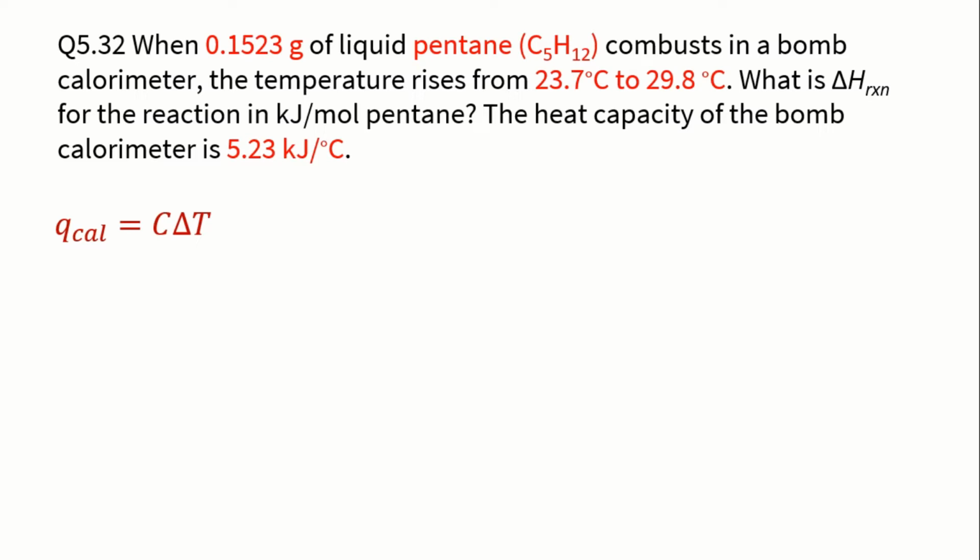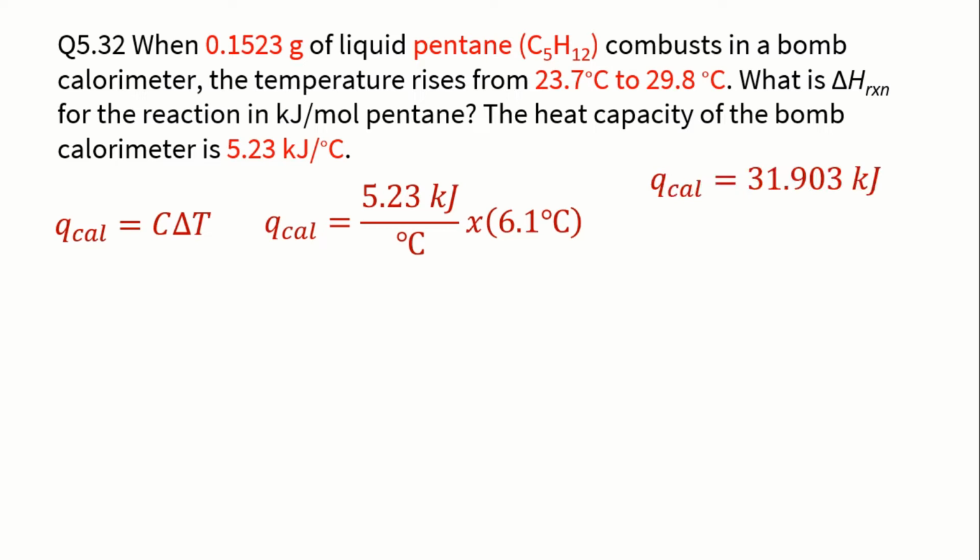Q that the calorimeter absorbed. So Q of the calorimeter equals the heat capacity, C, times the change in temperature. My heat capacity is 5.23 kilojoules per degree Celsius, and my delta T, 29.8 degrees minus 23.7, is 6.1 degrees Celsius. The calorimeter went up. So the heat for the calorimeter is 31.903 kilojoules. So that's how much energy the calorimeter absorbed.